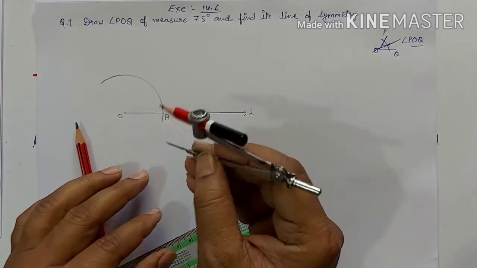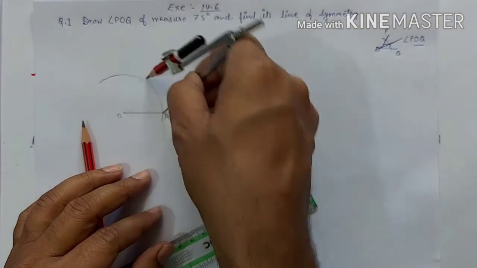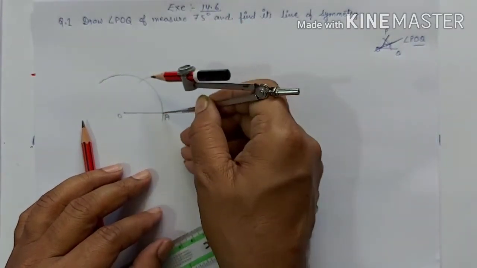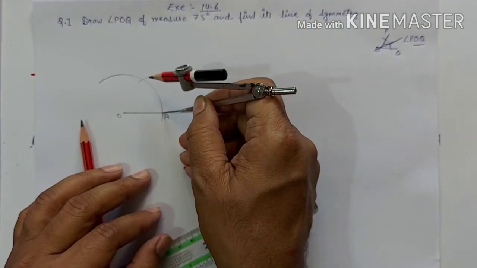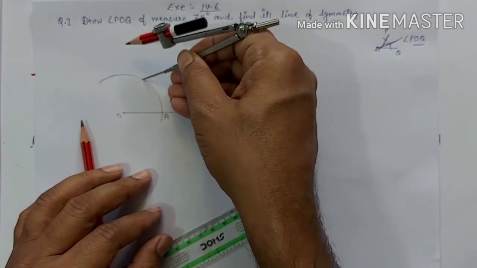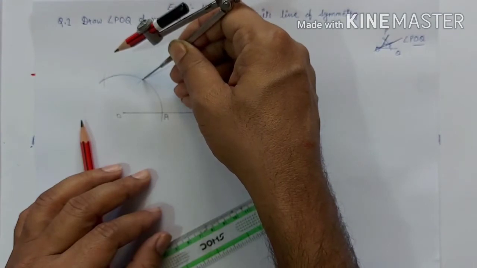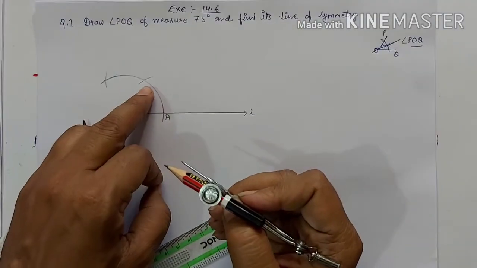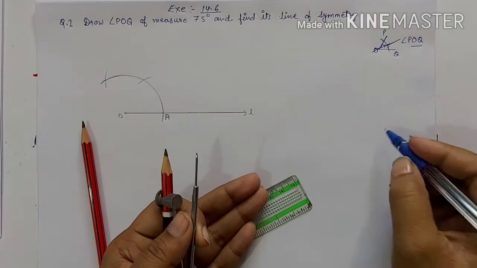Then taking this radius at point A, draw the first arc. The first arc is the angle of 60. Draw again from the place of 60. Then the second arc is 2 times 60, which is 120. This is the angle of 60 and this is the 120.